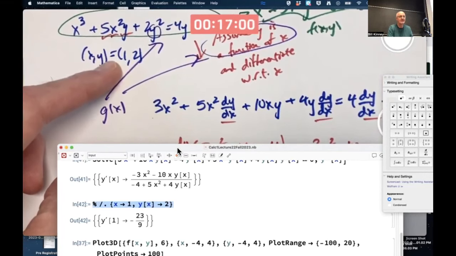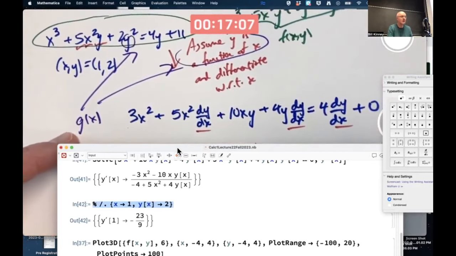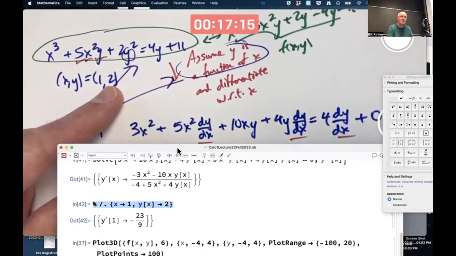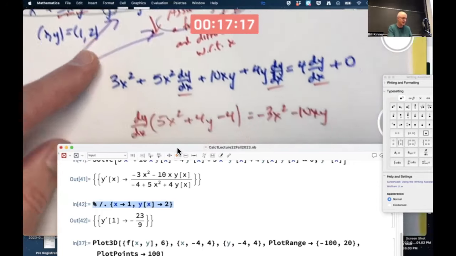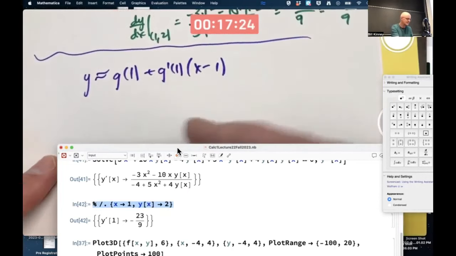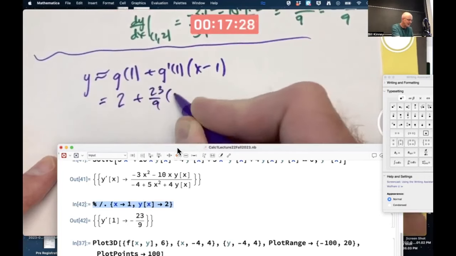I'm focused on this point still, 1, 2. g of x, y is an unknown function of x. I never found the formula for g, but that's okay. I don't need it, because I've got a value, g of 1 is 2, and I've got a derivative, g prime of 1 is negative 23/9. So this becomes 2 plus 23/9 times x minus 1.